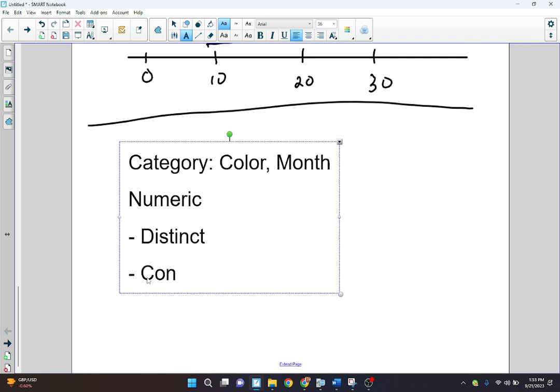Distinct, and then there's continuous. All right, so continuous. Remember, distinct are things that have to be whole numbers, while continuous are things that could be with decimals and stuff. So, for example, how many siblings you have, that's a distinct number. You don't have half a sibling.